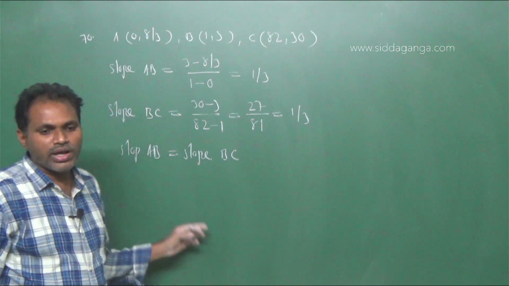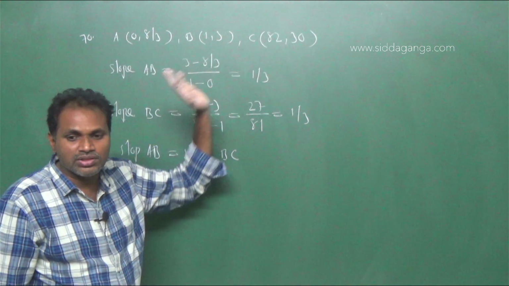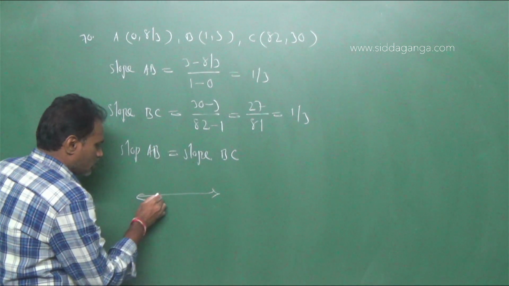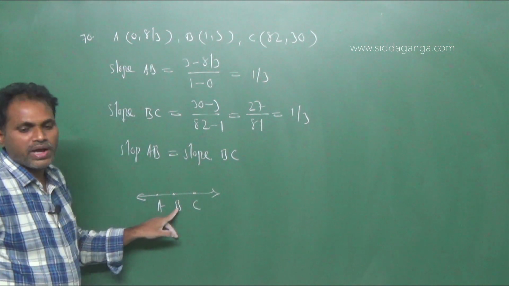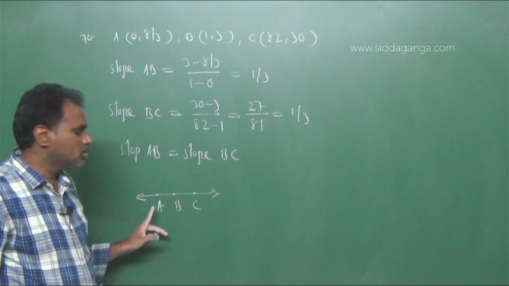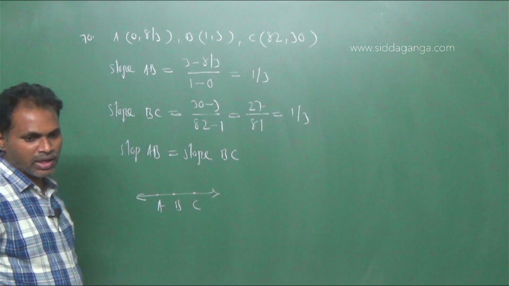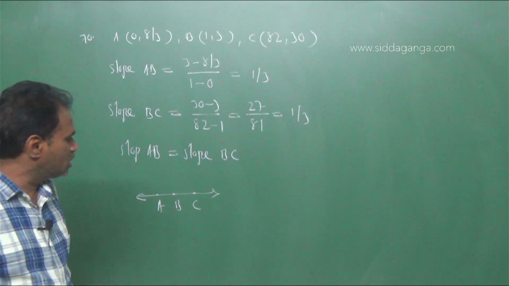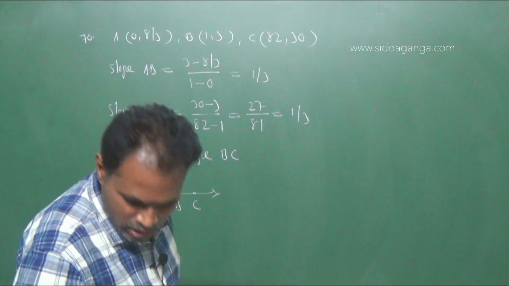These two lines have the same slope. Therefore, these 3 points A, B, and C lie on the same line. AB slope and BC slope both are the same. Therefore, these 3 given points lie on a straight line. Therefore, option 4 is right.